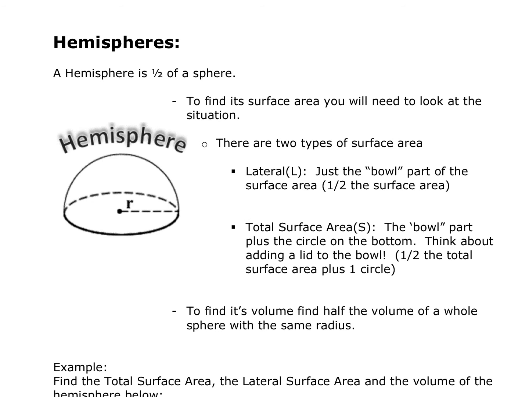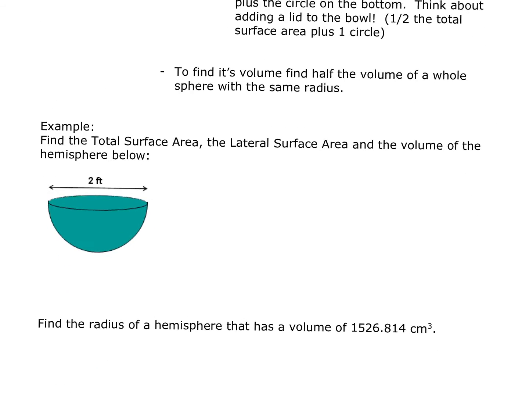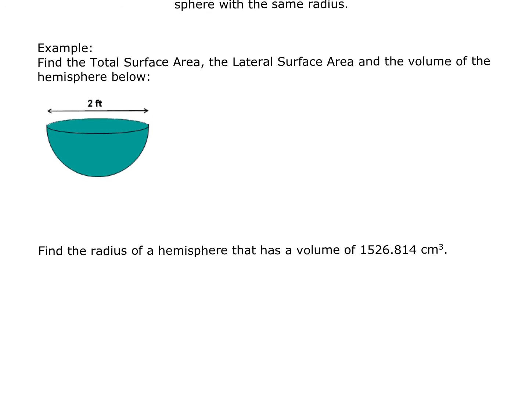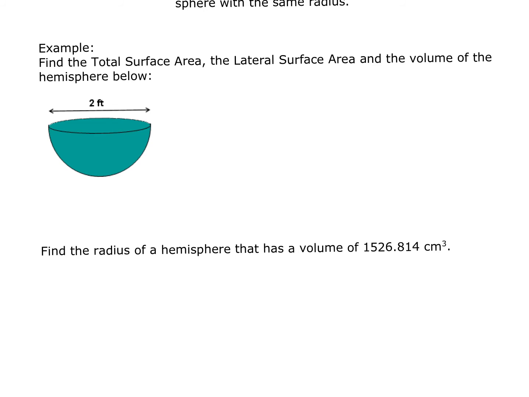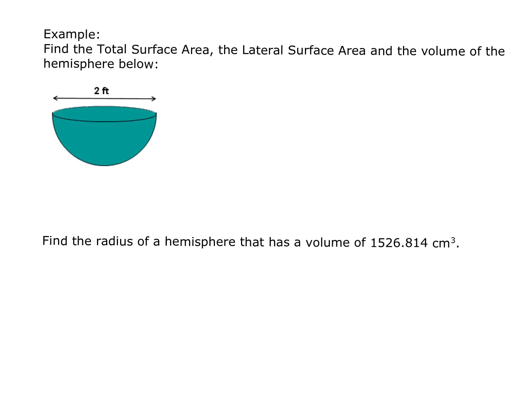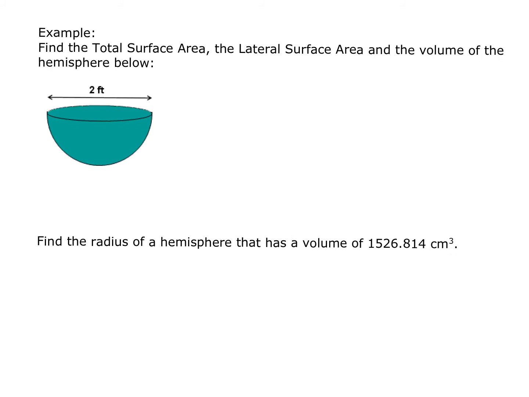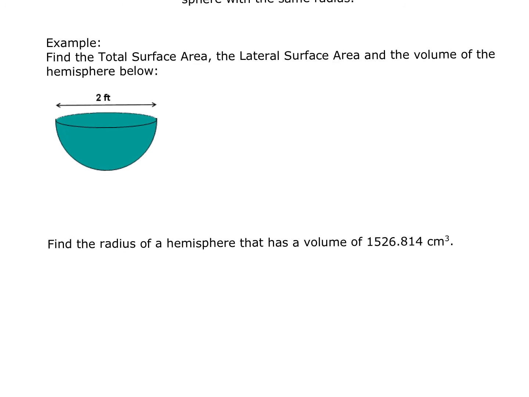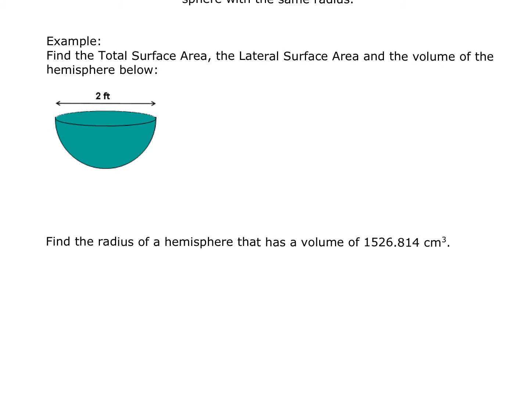Okay, so let's do an example to look at our situation. Find the total surface area, the lateral surface area, and the volume of this hemisphere below. We're given the diameter of the circle, the top of the hemisphere, the flat part, is 2 feet. So we know that half of that is our radius, and that's 1 foot.